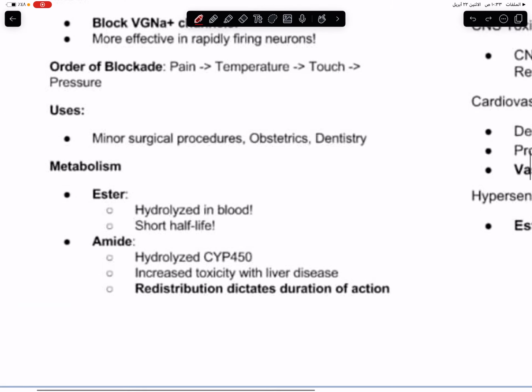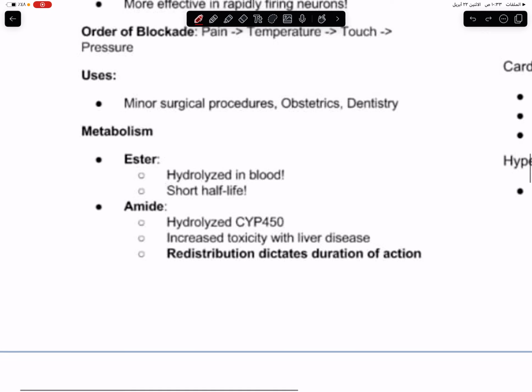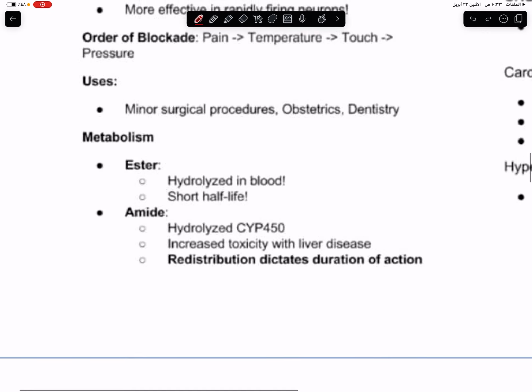The metabolism of the ester: it is hydrolyzed in the blood, or in the plasma. It is very important to keep in mind. For this reason, the duration of action is also short. It is hydrolyzed in the blood, and you see a short half-life.